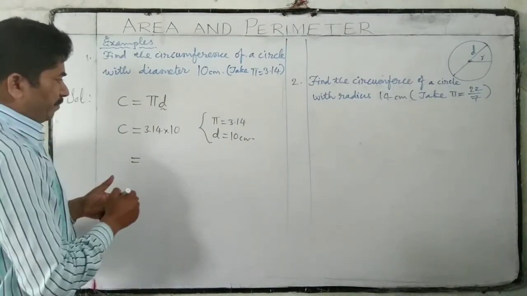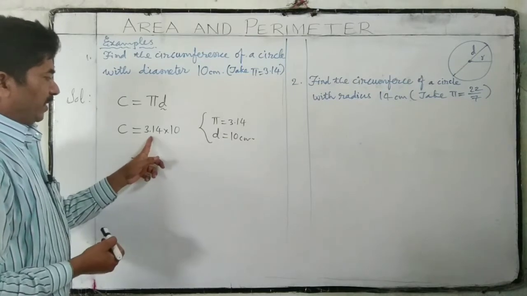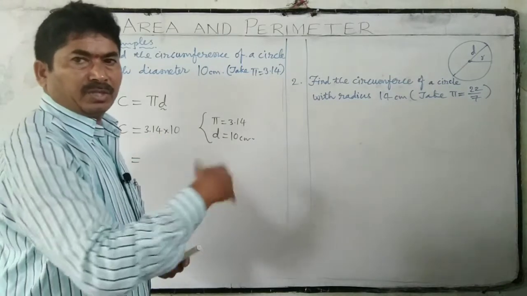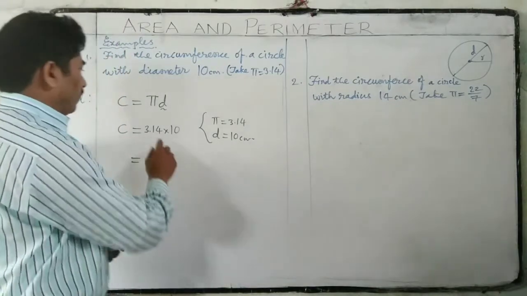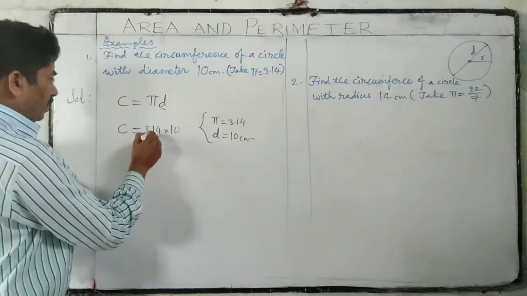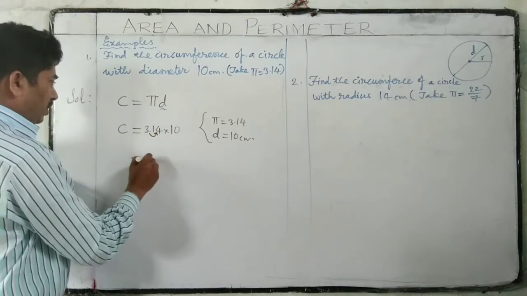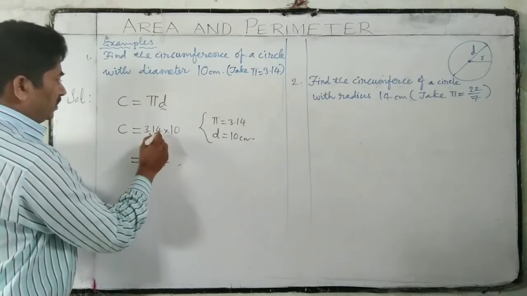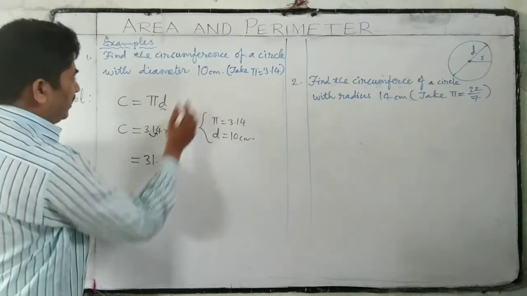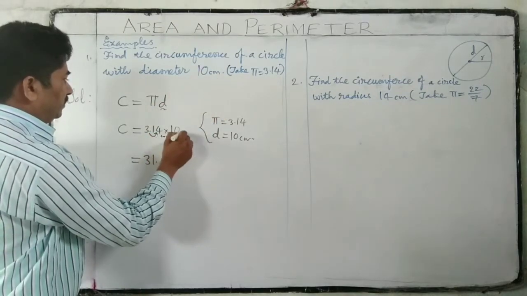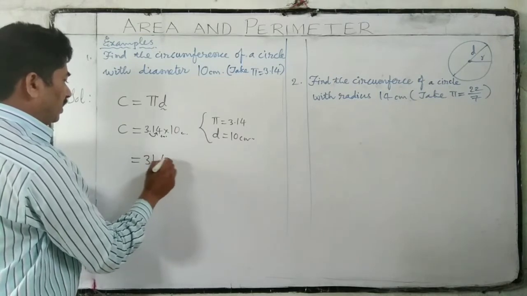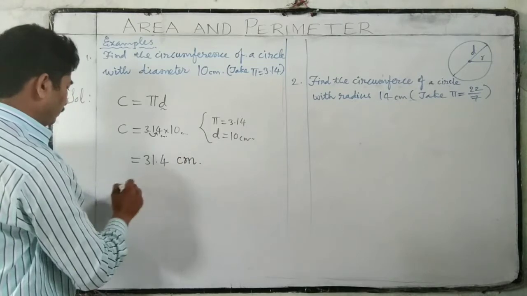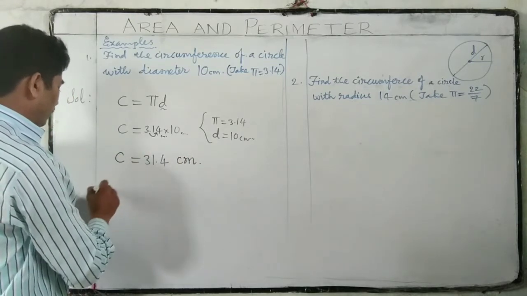To multiply a decimal number by 10, shift the decimal to the right by one place. So 31.4, these are centimeters. So 31.4 centimeters. This is the circumference.